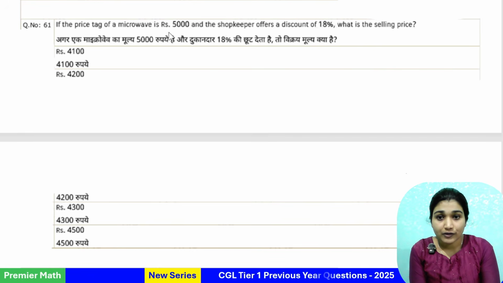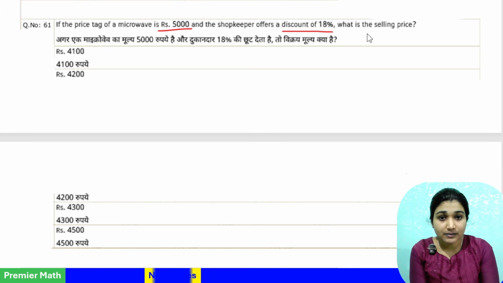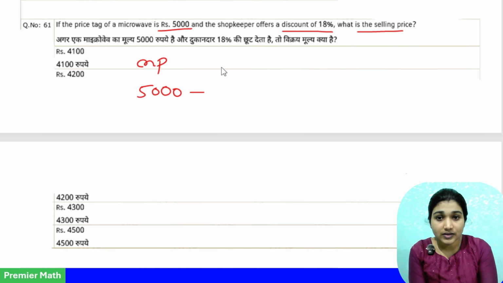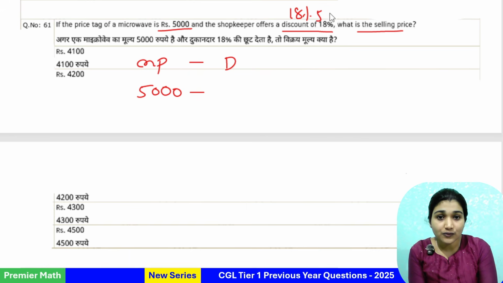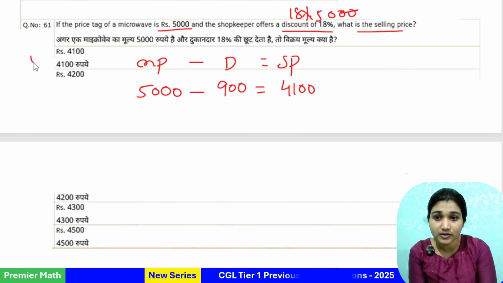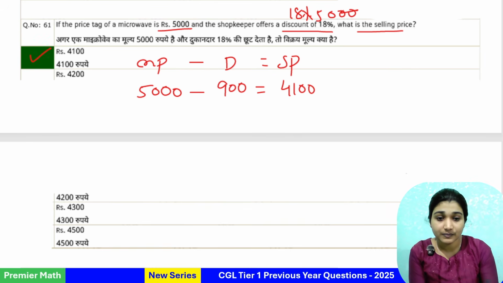The price tag of a microwave is rupees 5,000 and the shopkeeper offers a discount of 18%. What is the selling price? Here marked price is equal to 5,000 rupees and discount offered is equal to 18% of 5,000, which is equal to 18 into 50. 18 into 5 is 90. So 900 rupees is the discount here. Then sell price here is equal to 5,000 minus 900, 4,100. Option 1 is your answer.